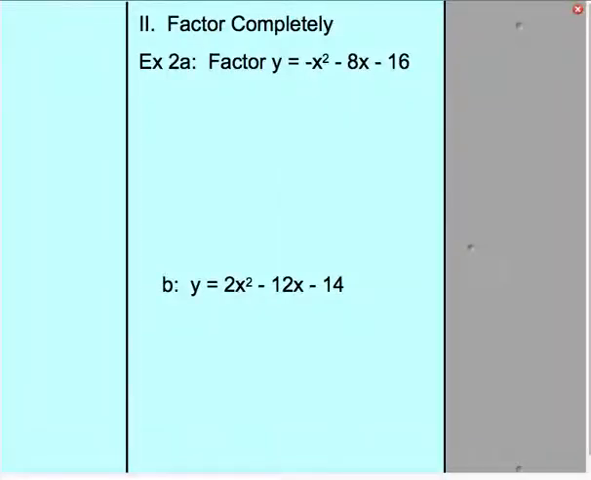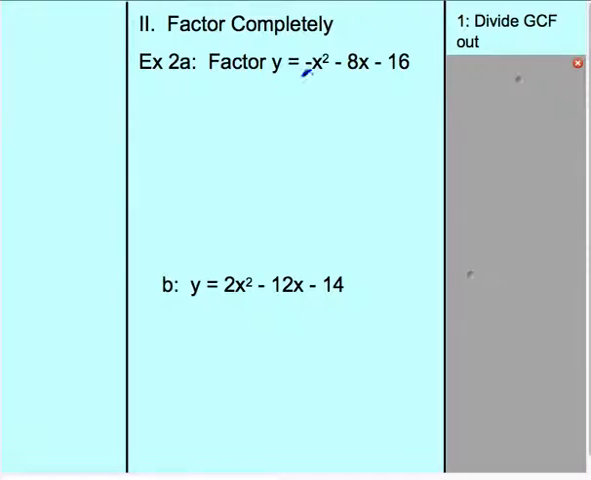In this video we are going to learn how to do what's called factoring completely. So our first step is dividing the greatest common factor out. Now if you think all the way back to first trimester when we learned about the greatest common factor, this time we're looking at all three terms. We're looking for a number that goes into every term.